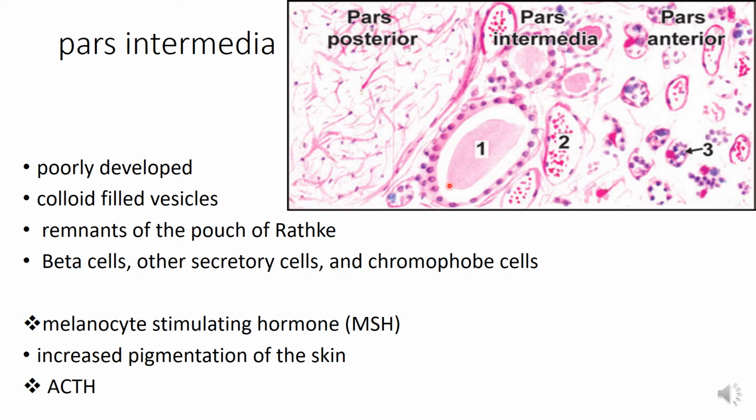It also has beta cells, other secretory cells and chromophobe cells. Pars intermedia secretes MSH, or the melanocyte stimulating hormone, which causes increased pigmentation of the skin. Melanocytes are responsible for the pigmentation of skin. So melanocyte stimulating hormone will cause increased pigmentation of the skin. Pars intermedia will also release ACTH. Okay. So pars intermedia, the important thing to remember is the presence of colloid filled vesicles.